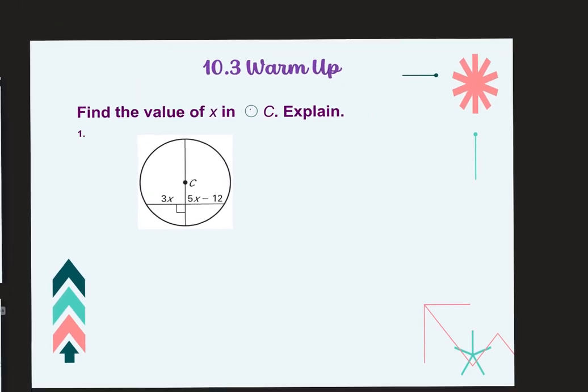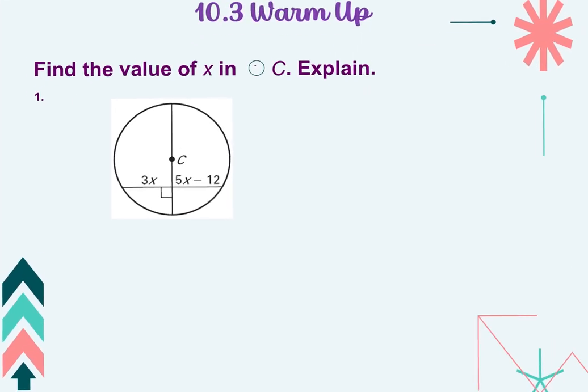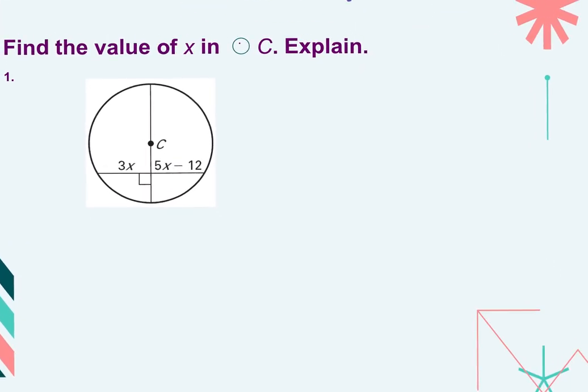All right, then we get to the warm-up. So number 1, it says find the value of x in circle C and explain. What do I know about this diagram? What's happening here? Yep. Being bisected. How do you know it's being bisected? Because it's on the dot in the middle, and there's a 90-degree angle. The 90-degree angle. So because it's a diameter, that's the first thing. The second thing is it has to be perpendicular.